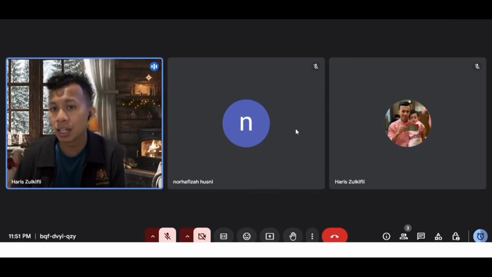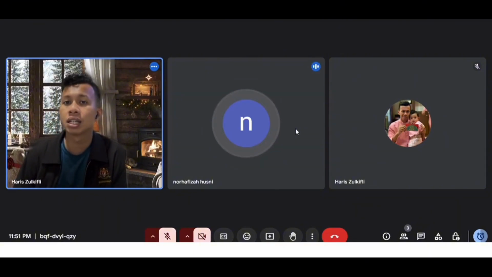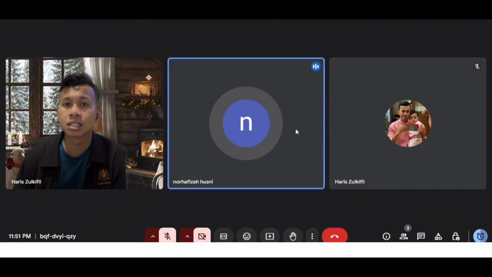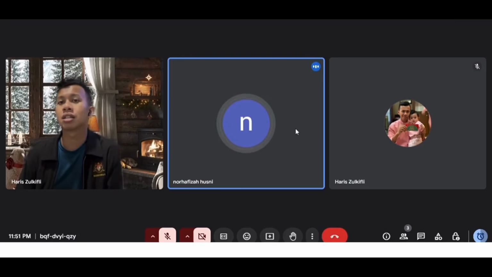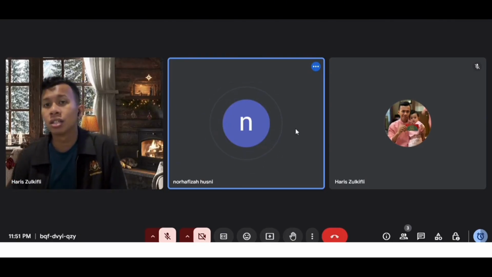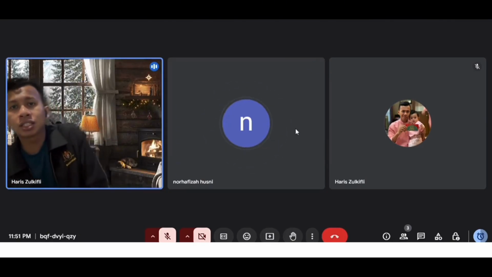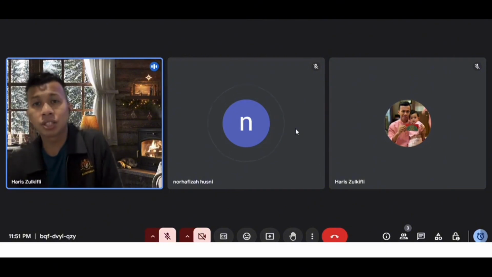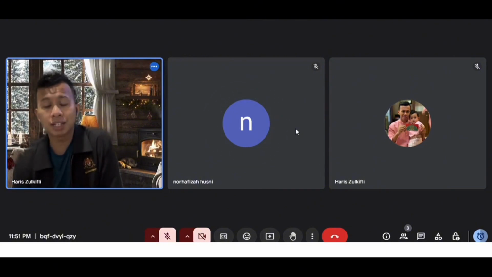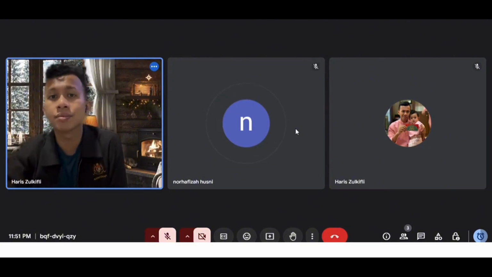Okay. One question. Can statins reduce the risk of heart attack or stroke? Can statins reduce the risk of heart attack or stroke, right? Did I get the question correct?